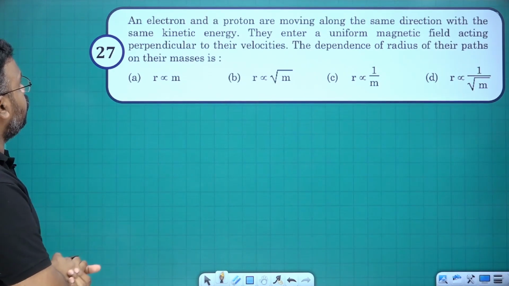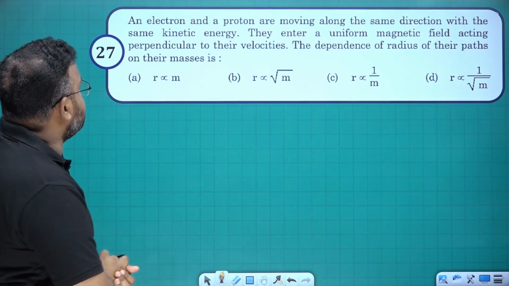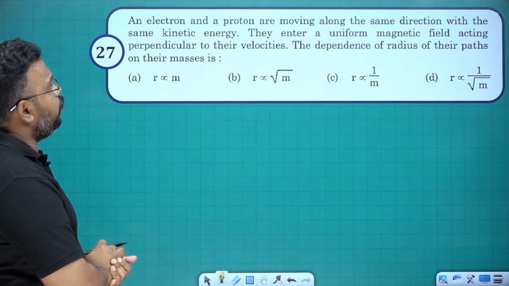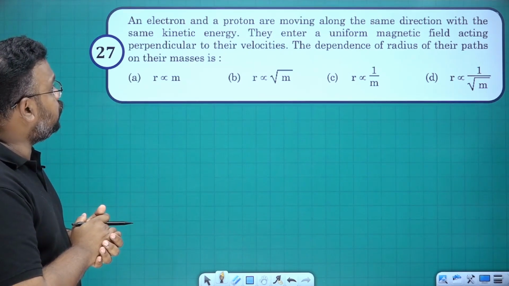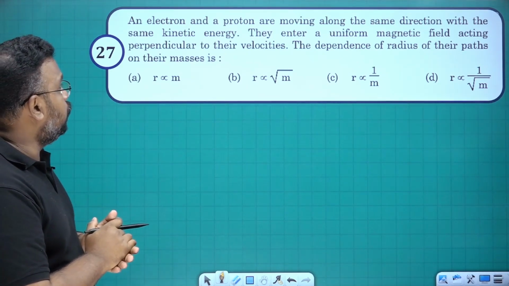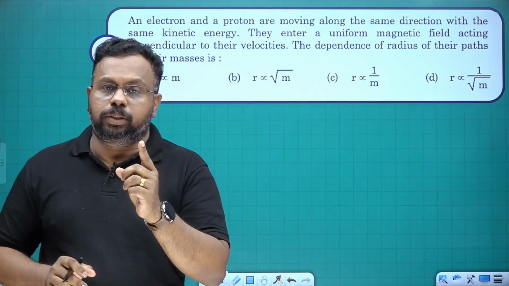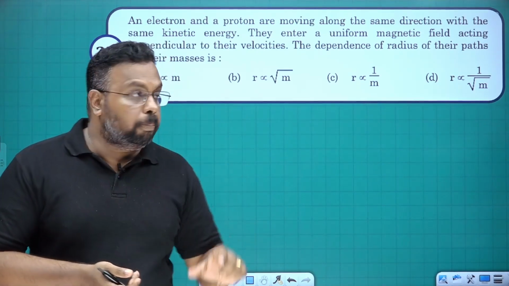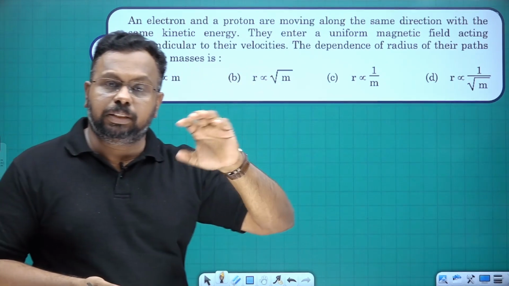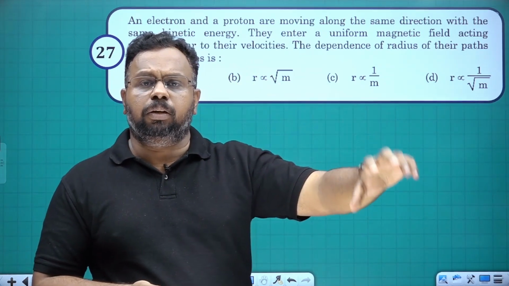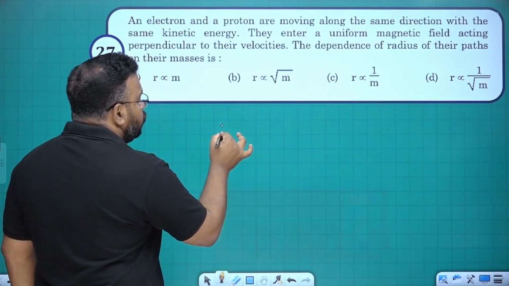Yes. Question number 27. An electron and a proton are moving along the same direction with the same kinetic energy. They enter a uniform magnetic field acting perpendicular to their velocities. The dependence of radius of their circular paths on their masses is an important question based on Lorentz force. Depends of what? Radius of their path. You know that when a charged particle enters perpendicular to the magnetic field, it follows a circular path, and we have a formula for the radius.